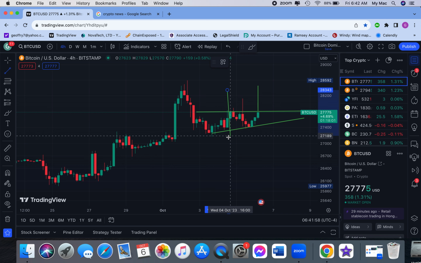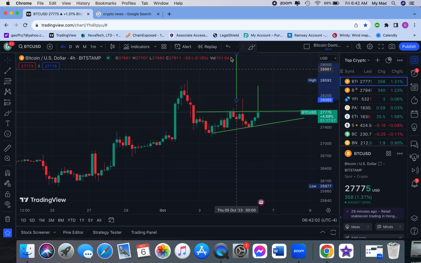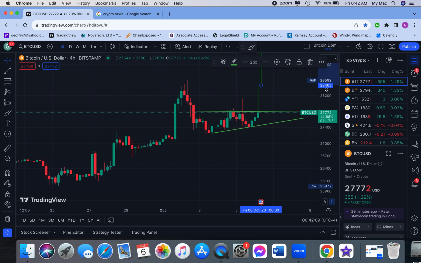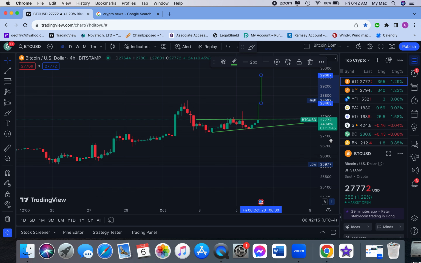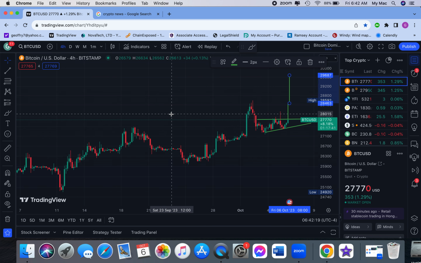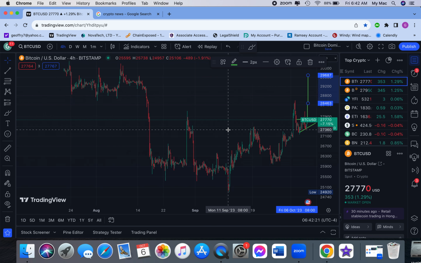So if we take this down to the bottom here, and we put that at our breakout zone, which would be up here, then our target becomes 29,687. So we're very close to breaking out of some of these patterns.